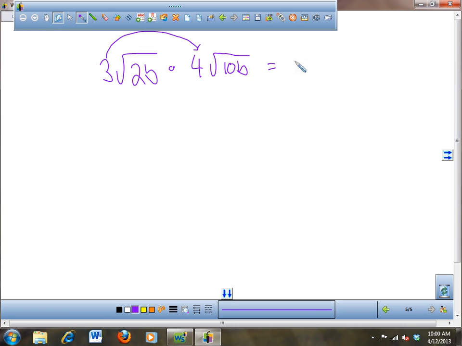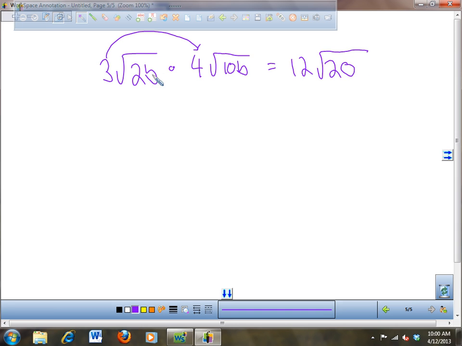3 times 4 is what? 12. And 2 times 10 is 20. And that stays inside of the square root. And b times b is b squared. Okay? Now I try to break that down. All right? Ryan, pay attention. So now I'm going to try to break this down. What perfect square is in 20? We just did this one. There's a 4 and there's a 5. And let's just skip a step. What is the square root of b squared?